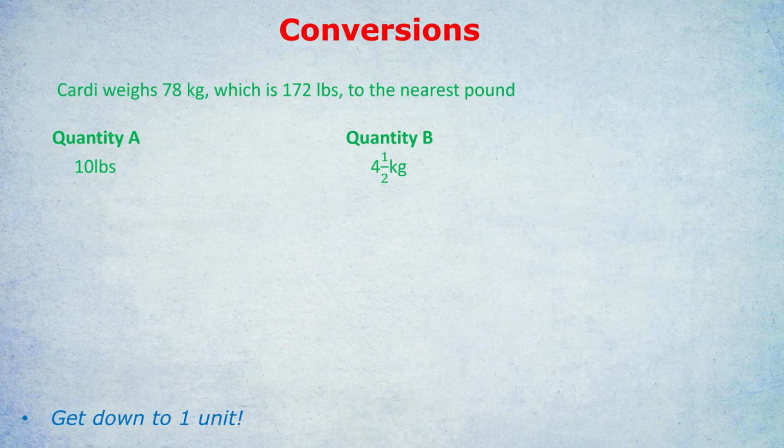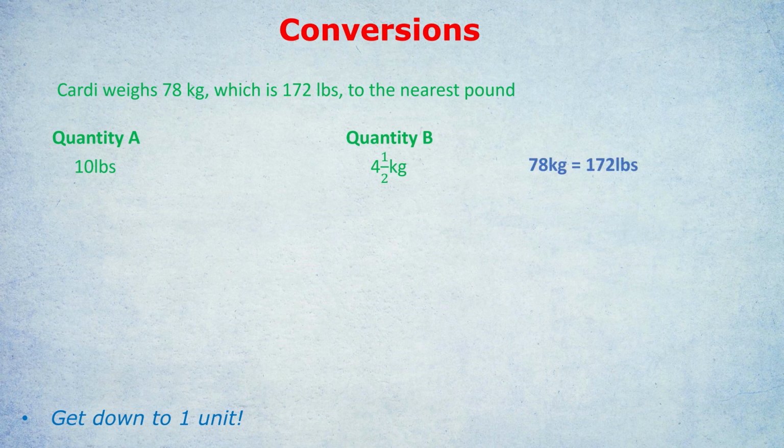Cardi weighs 78 kilograms, which is 172 pounds to the nearest pound. What's bigger, quantity A, 10 pounds, or quantity B, 4.5 kilograms? How do we do this? When we're comparing units like this, it's really confusing to know that 78 kilograms equals 172 pounds. That really doesn't help us that much.